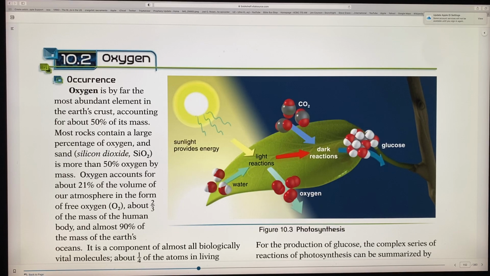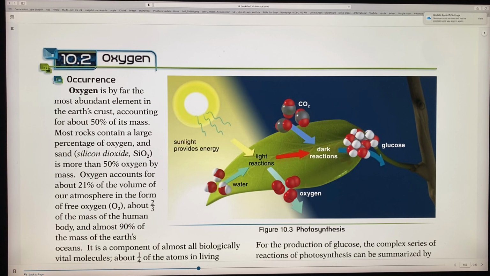We're in your chemistry book, in chapter 10, section 2, and it's on oxygen. Section 1 we just finished was on hydrogen. We find that hydrogen was the most plentiful in the universe. And now we have oxygen, which is by far the most abundant element in the Earth's crust.